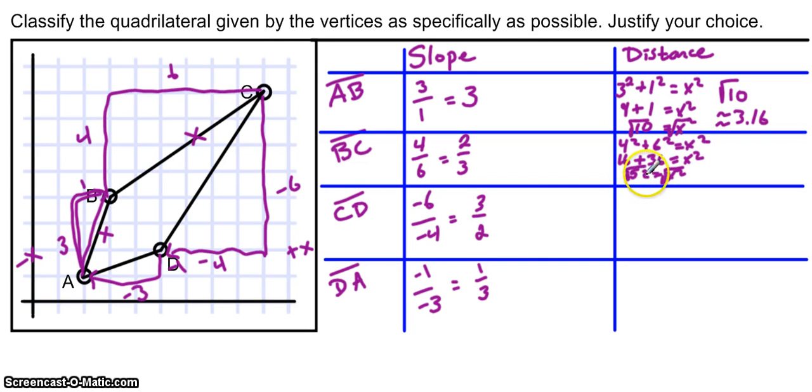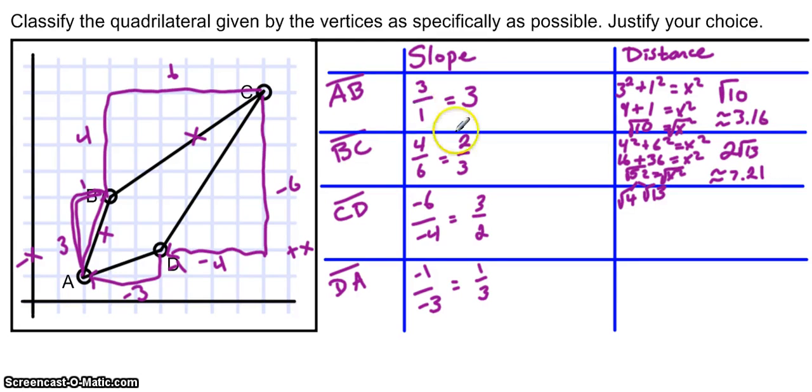4 divides 52, and 4 is a perfect square, so we can break the square root of 52 down into the square root of 4 and the square root of 13. The square root of 4 is 2, and the square root of 13, well, we can't simplify that any further, so this can be written as 2 square root 13, or as a decimal, it's about 7.21. Again, using the calculator and rounding to 2 decimal places.